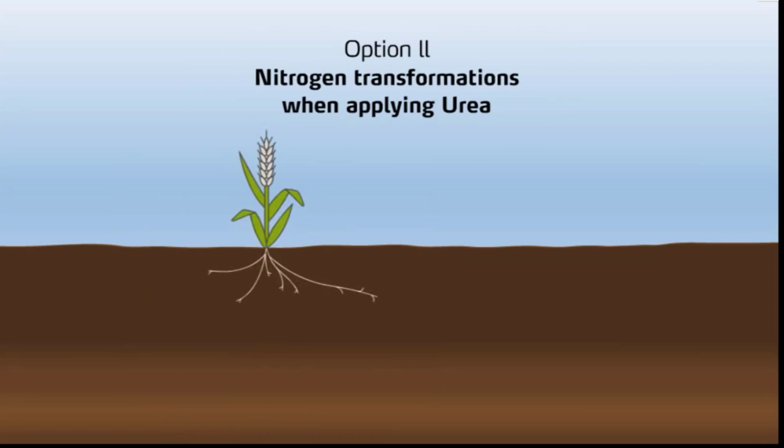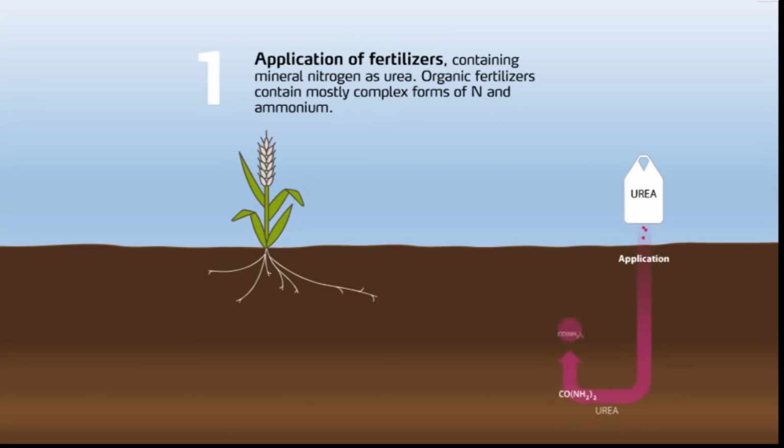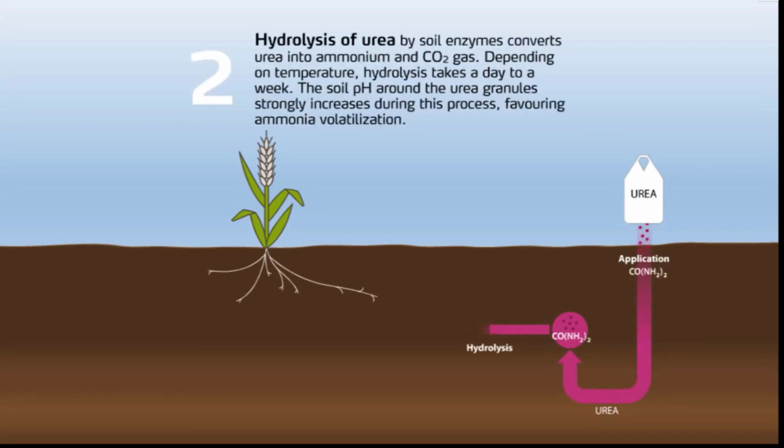Second option: nitrogen transformations when applying urea. Application of fertilizers containing nitrogen as urea. Organic fertilizers contain mostly complex forms of nitrogen and ammonium. Hydrolysis of urea by soil enzymes converts urea into ammonium and CO2 gas. Depending on temperature, hydrolysis takes a day to a week. The soil pH around the urea granules strongly increases during this process, favoring ammonia volatilization.